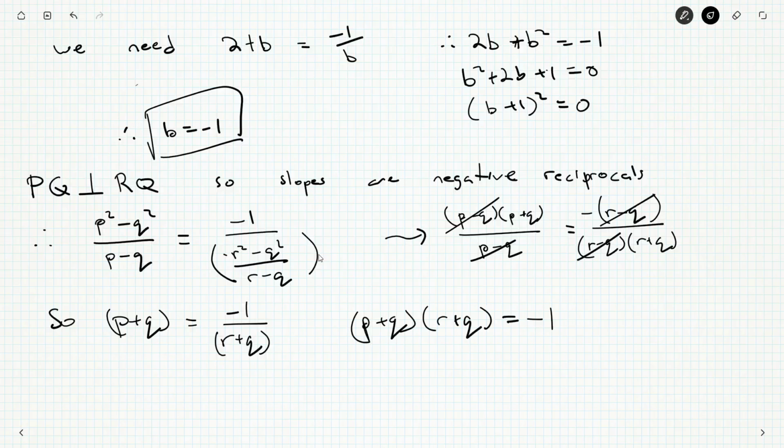Okay, let's stop and think this through. If P, Q, and R have to be integers, then P plus Q and R plus Q have to be integers.